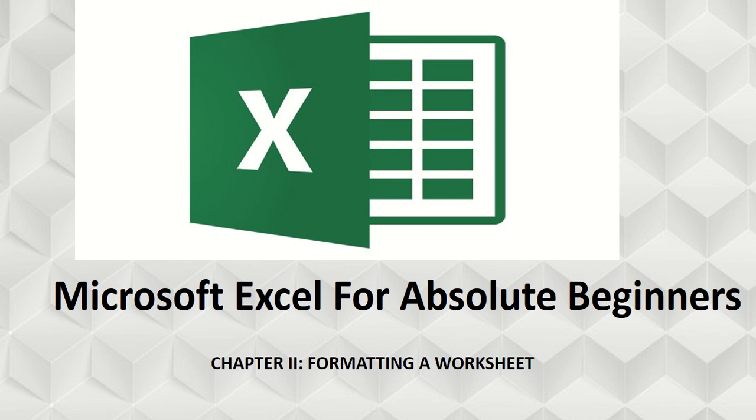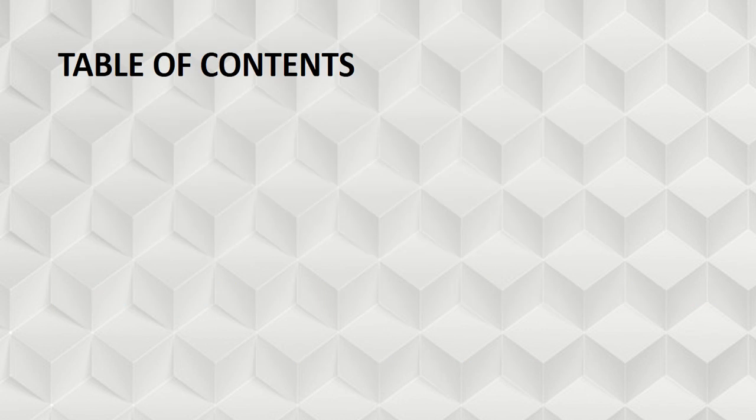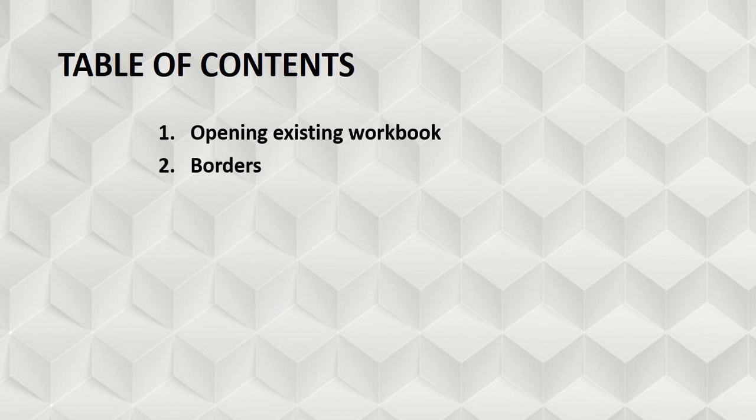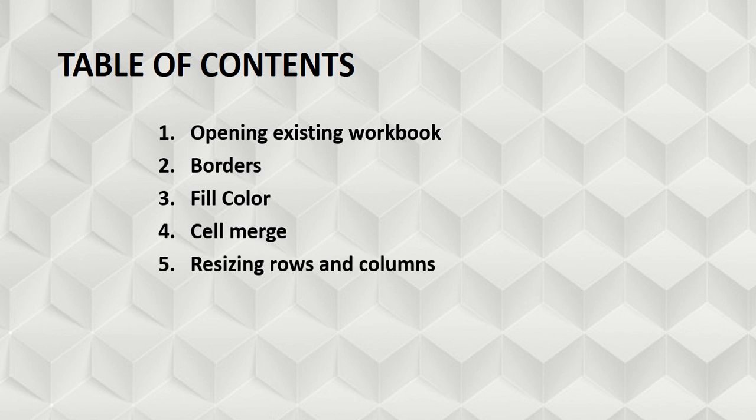Once again, welcome to our new course, Microsoft Excel for Absolute Beginners, and we are going to see how to format a worksheet, how to apply different formats to a worksheet. In this chapter 2, we are going to see how to open, first of all, an existing workbook, how to apply borders, how to fill color, and how to merge cells, and how to size rows and columns.